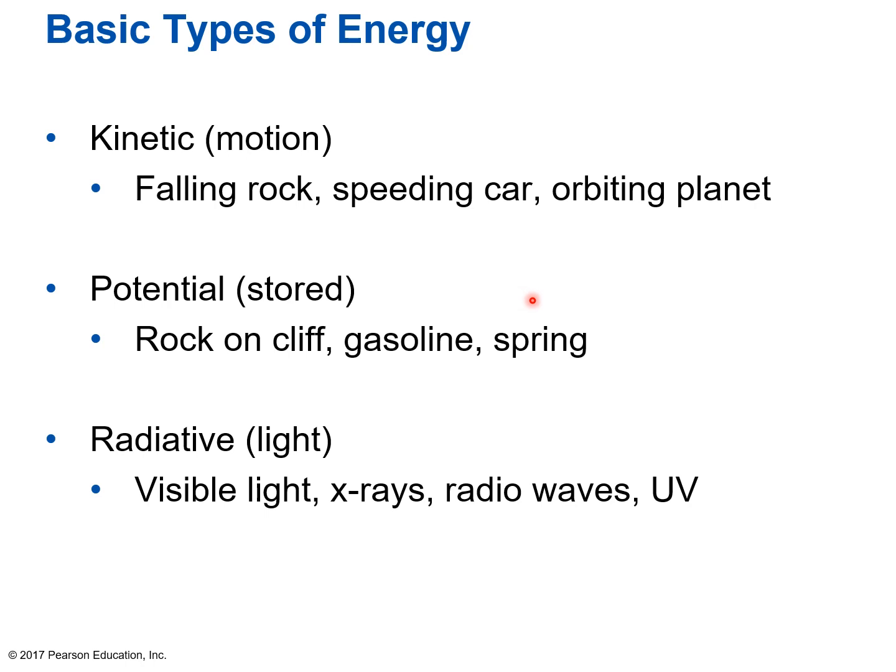The third type of energy is called radiative energy, or simply radiation. And you can think of it as light. Although it's more than just visible light, it can be visible light, but it also includes X-rays, radio waves, ultraviolet, and other types of radiation. In Chapter 4, we will look more at kinetic and potential energy. We're going to save radiative light for Chapter 5.